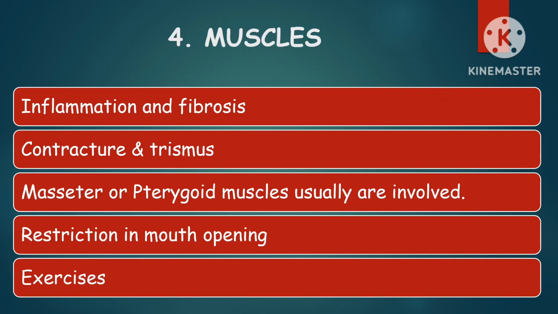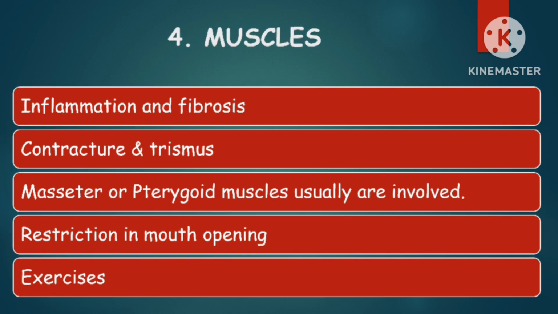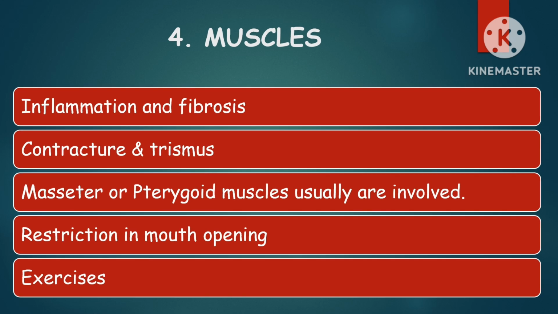Radiation may cause inflammation and fibrosis of the muscles, resulting in contracture and trismus in the muscles of mastication. The masseter muscle and pterygoid muscle are usually involved. Restriction in the mouth opening usually starts approximately 2 months after the radiotherapy is completed and progresses thereafter. Exercises for mouth opening are helpful to minimize the trismus.